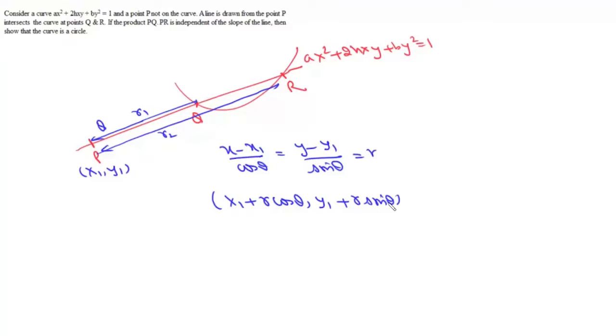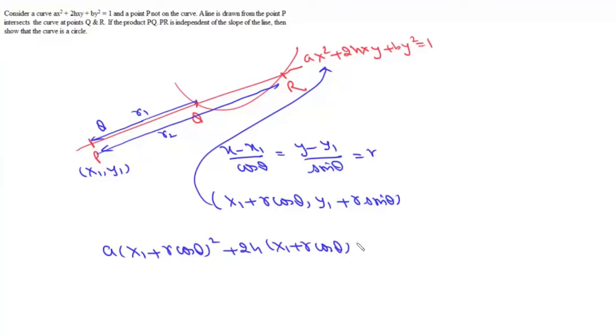Now we are interested in finding the points which lie on this curve. So what we'll do is we'll put the value of x and y in this equation. So it will be a into x1 plus r cos theta whole square, plus 2h into x1 plus r cos theta into y1 plus r sin theta, plus b into y square, which is y1 plus r sin theta whole square, and it is equal to 1.